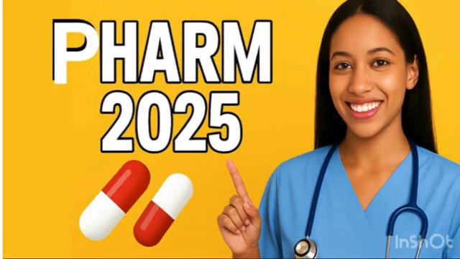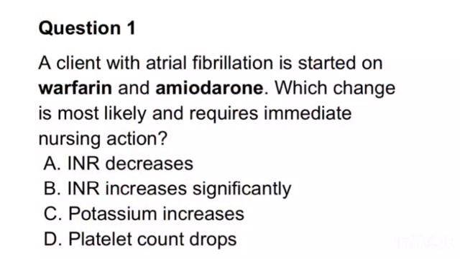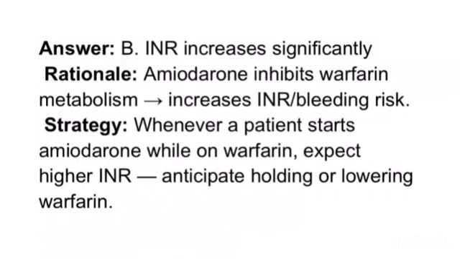Let's begin. Question 1. A client with atrial fibrillation is started on warfarin and amiodarone. Which change is most likely and requires immediate nursing action? A. INR decreases. B. INR increases significantly. C. Potassium increases. D. Platelet count drops. Answer: B. INR increases significantly.